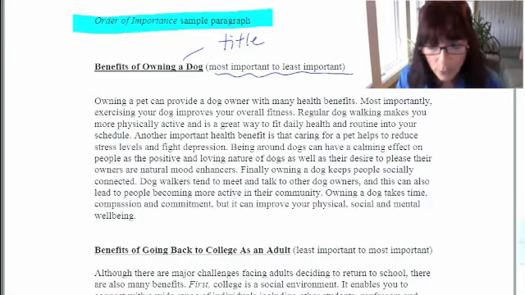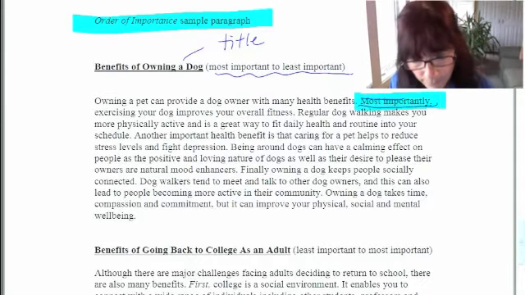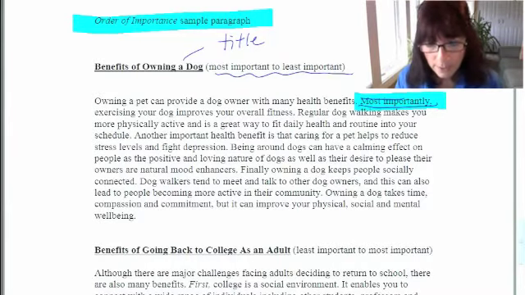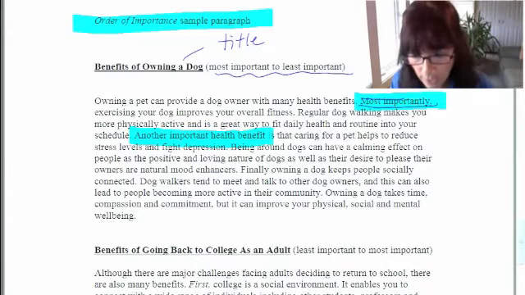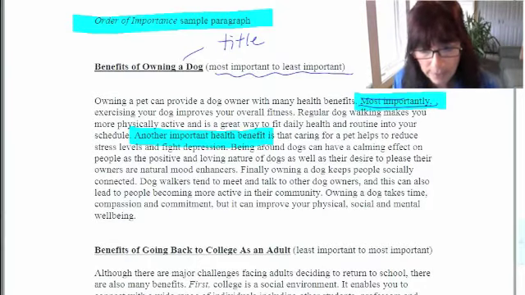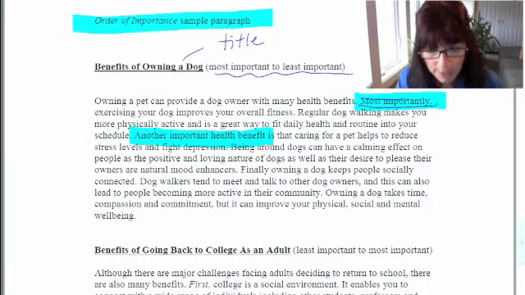Owning a pet can provide a dog owner with many health benefits. Most importantly, exercising your dog improves your overall fitness. Regular dog walking makes you more physically active and is a great way to fit daily health and routine into your schedule. Another important health benefit is that caring for a pet helps to reduce stress levels and fight depression. Being around dogs can have a calming effect on people, as the positive and loving nature of dogs, as well as their desire to please their owners, are natural mood enhancers.